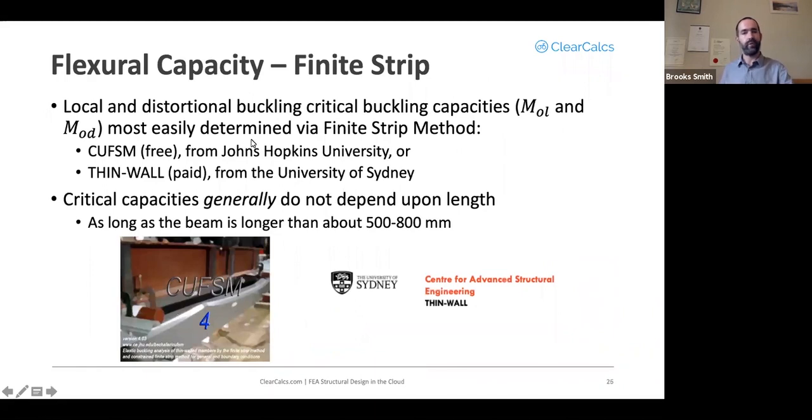Then you go to your local and distortional buckling capacities. For those, you need M0L and M0D. Those are, again, fairly equivalent to the M0 calculated through global buckling. Those are most easily determined using the finite strip method, and that's the method we're going to use here. Two of the main programs you can possibly use for the finite strip method include CUFSM, which is free, developed by Johns Hopkins University in the United States, or Thinwall, which for commercial uses costs money, produced more locally by the University of Sydney.